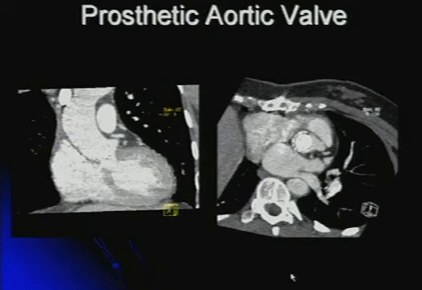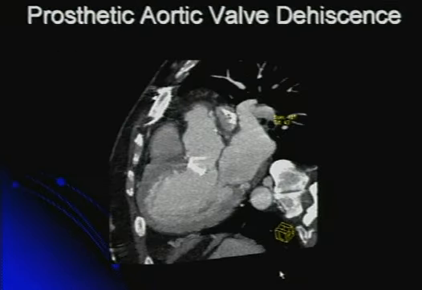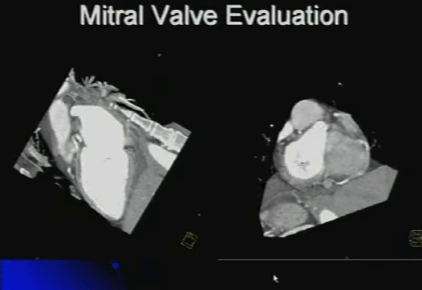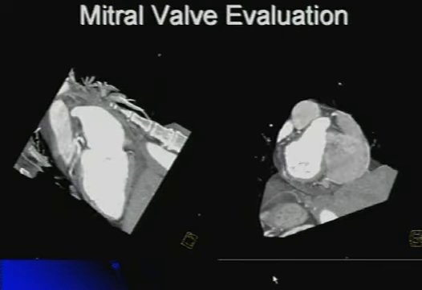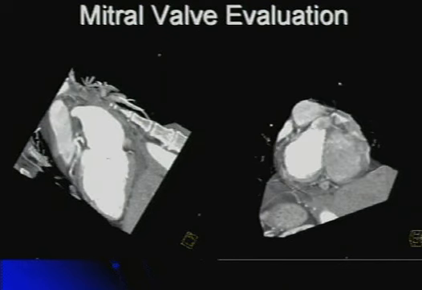This is an older case I have, a patient with a tilting disc prosthetic aortic valve. And when we looked along the aortic valve planes, we see there's actual dehiscence of the valve. And this is just to show you that we can get a good view of the mitral valve apparatus and look for mitral valve disease as well. This is a normal mitral valve.